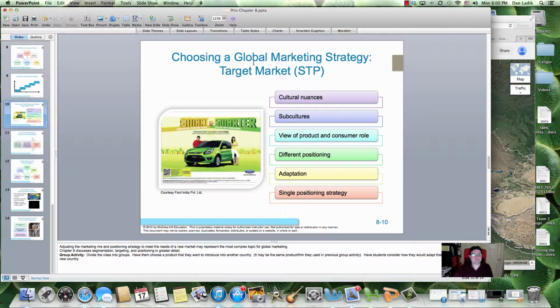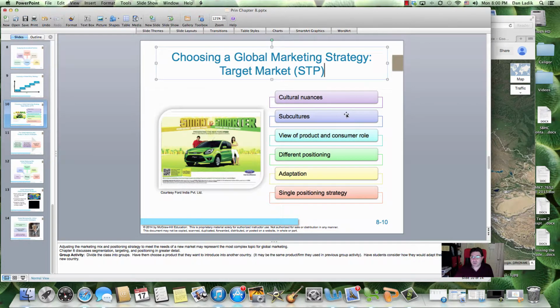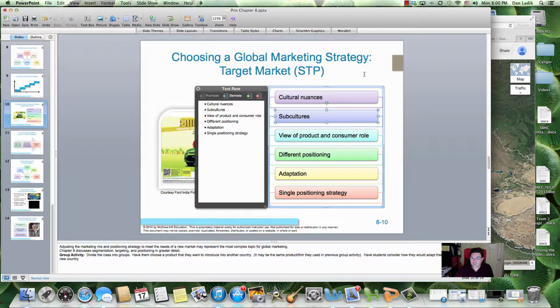Okay. The last part of the chapter, again chapter 2, we're talking about how we need a global strategy. We're still making a plan. We have to take into account cultural nuances, subcultures. Now, a culture within a culture is a subculture.